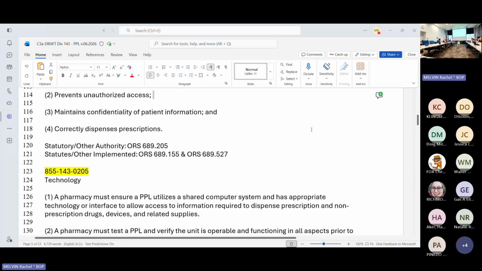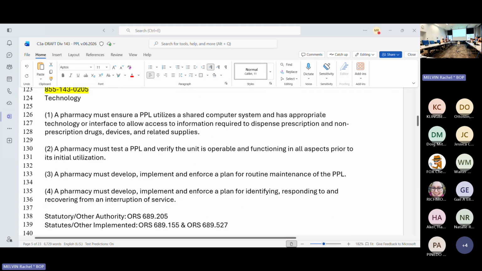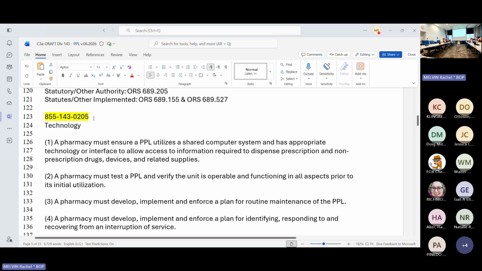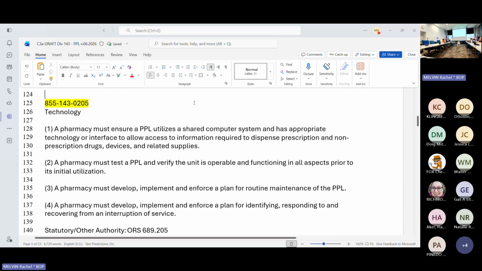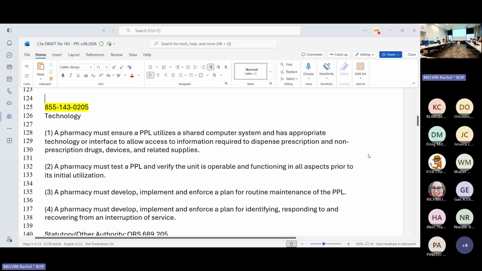We'll move on to technology then, 855-143-0205. Similarly situated as we had for security, there haven't been any proposed changes to these rules. It seemed that there was a majority of support with some other different comments here and there, but I would open it up to board discussion at this time, starting with Board Member Pinedo. I don't have anything on this section.